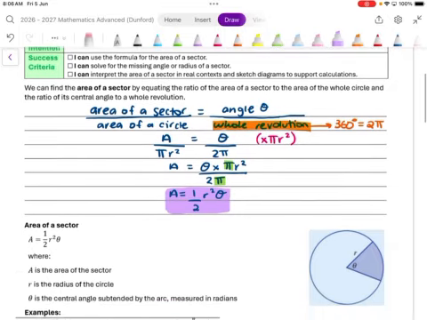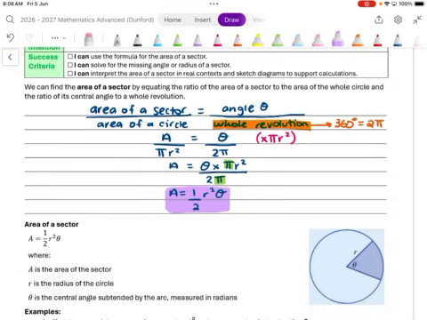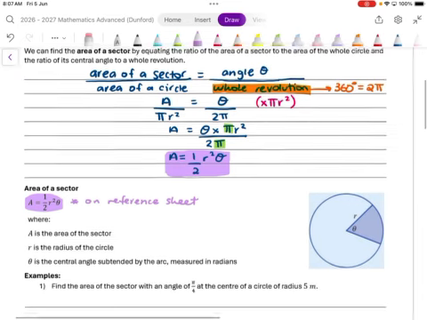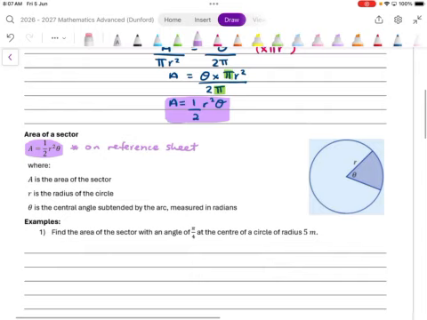That would be if we were to find the area of our piece of pizza or our piece of pie. That formula is on our reference sheet, so we never have to remember it. We just need to know how to use it. Theta is our central angle subtended by the arc, and remember that this is always measured in radians. So we want to be working in radians, which means we want our calculator also to be in radians.